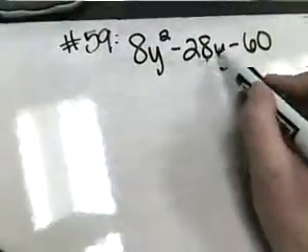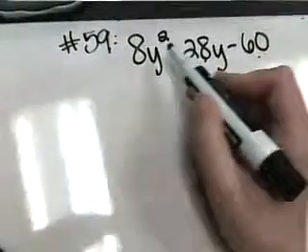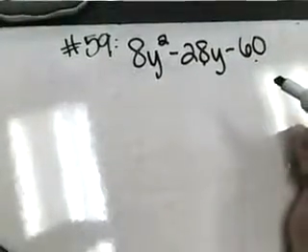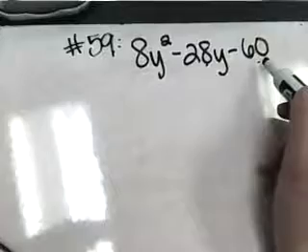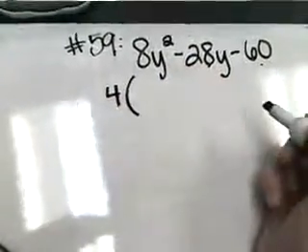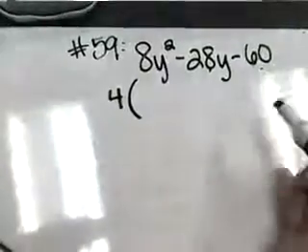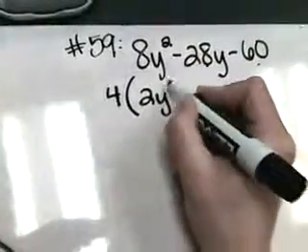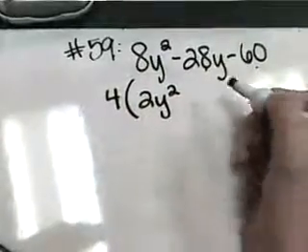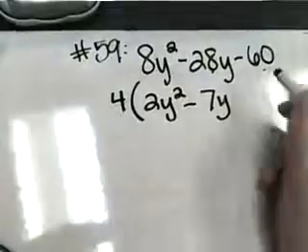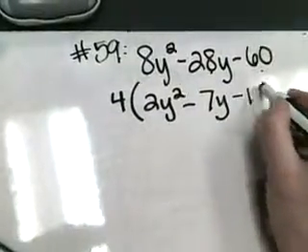I've got 3 terms. Can I take anything out of 8, 28, and 60? I could definitely take 2 out, but I could take 4 out as well. I want to take the biggest number out. They don't all have y's, so I can't take any y's out. That would give me 2y squared. 8 divided by 4 is 2. 28 divided by 4 is 7y. And 60 divided by 4 is 15.